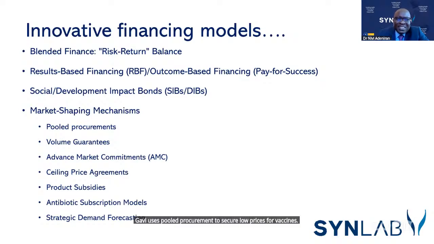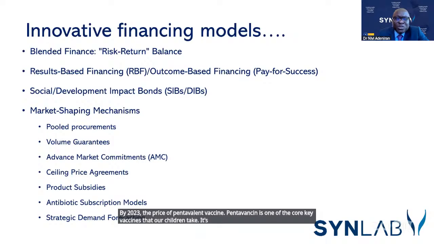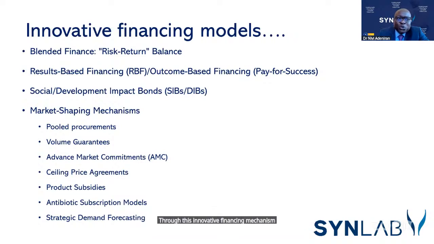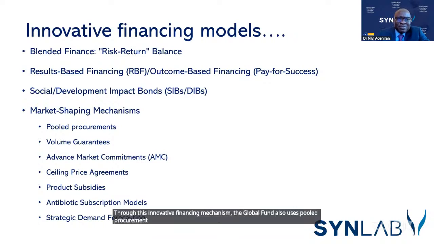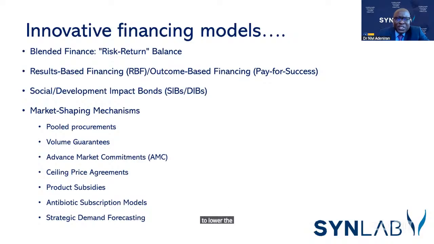By 2023, the price of pentavalent vaccine, the pentavaccine, which is one of the key vaccines that our children take, part of the childhood vaccines, was reduced to 1/3 of its 2006 price through this innovative financing mechanism. The Global Fund also uses pooled procurement to lower the cost of antiretroviral drugs, contributing to about 50% price reduction.